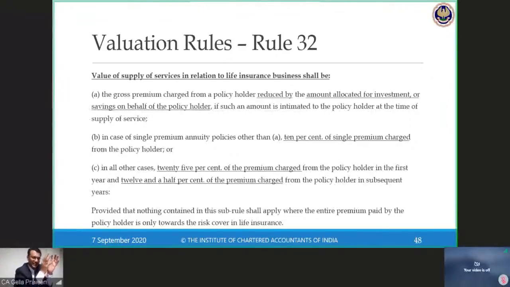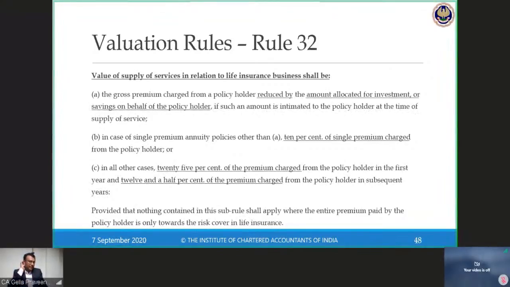If there is an insurance which is linked with ULIP, they say the value is the gross premium charged from a policyholder minus the amount allocated for investment or savings on behalf of the policyholder. I have 5 lakh rupees I have given to the insurance company for the purpose of investment, which is linked with my ULIP. Where it is linked with ULIP, they say that the entire 5 lakhs is not subjected to GST. Of the 5 lakhs, the amount which was actually invested is deducted, and the balance amount is the value of supply. From there, I go on to the valuation rules and notification 11 of 2017 to identify the rate of tax. Currently, 18% is the rate of tax for insurance. I apply that 18%.